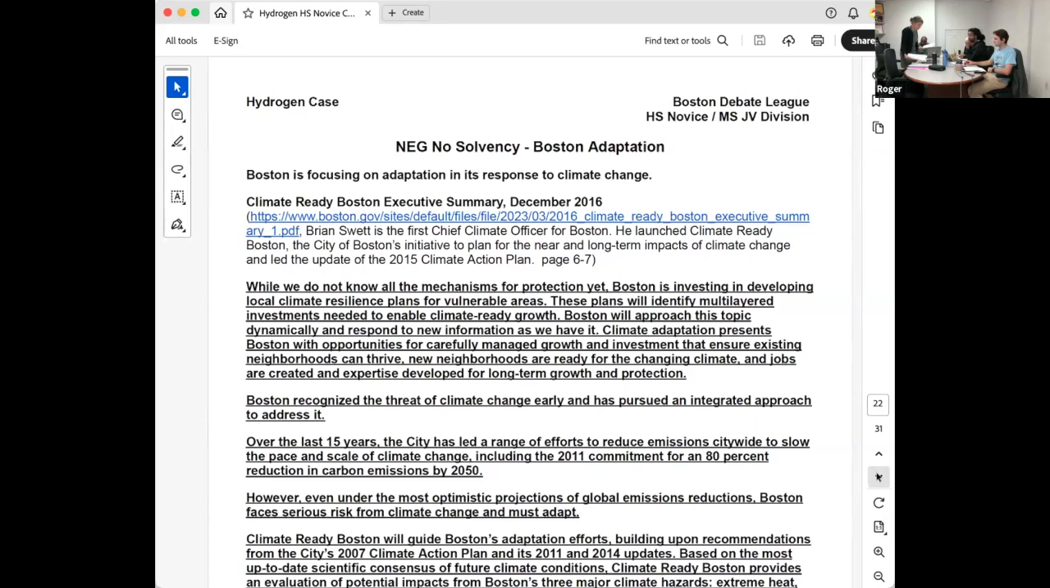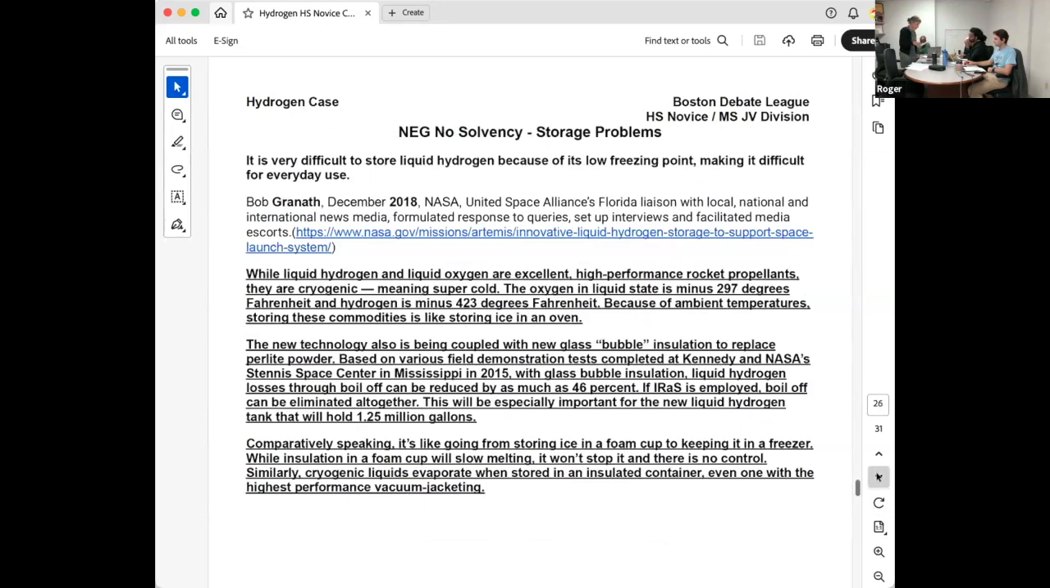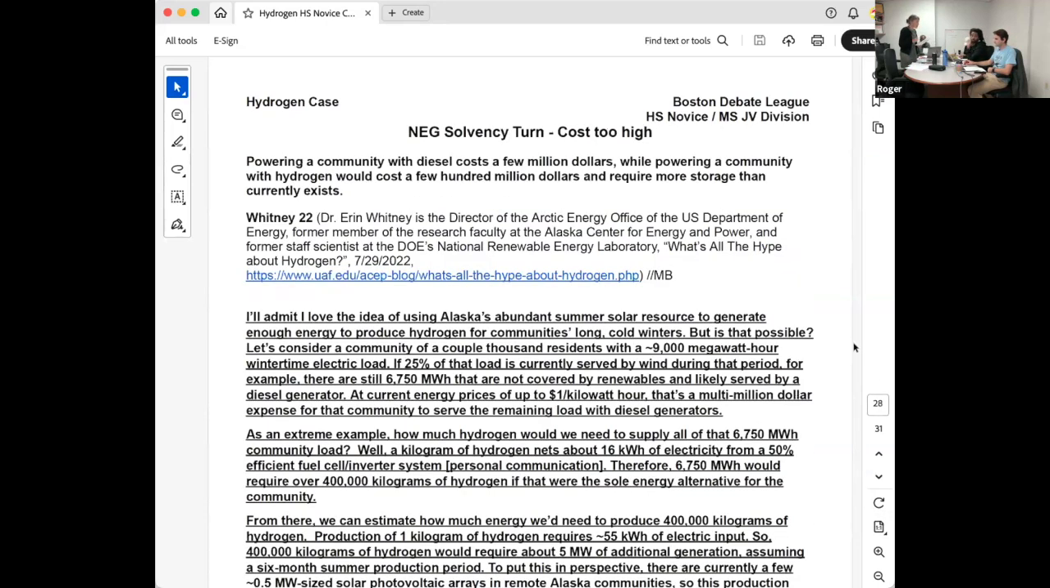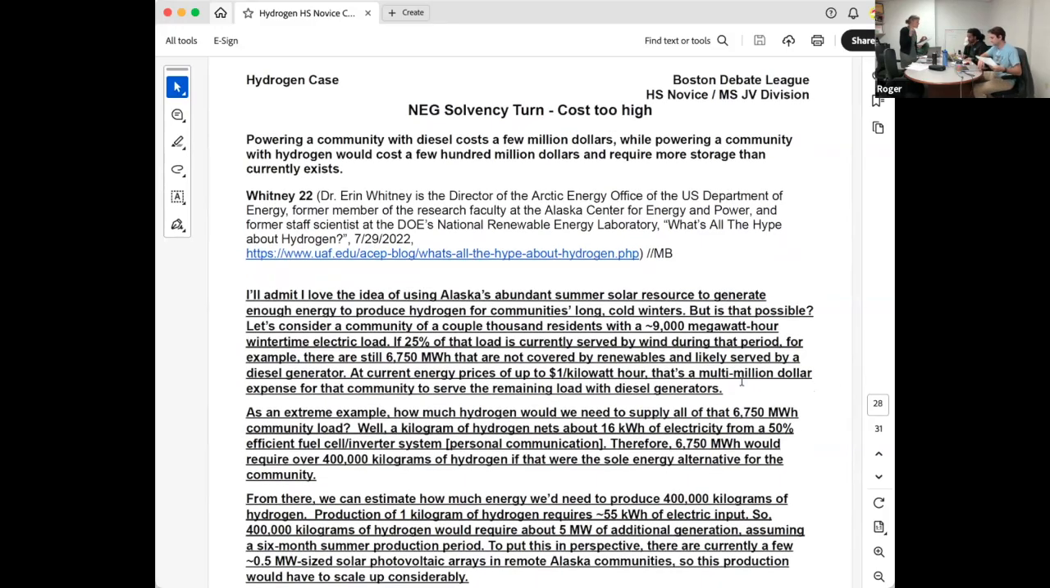Finally, speaking of the far-fetched plan, I'm going to go to my final card, page 28. Powering a community with diesel costs a few $1 million, while powering a community with hydrogen would cost a few $100 million and require more storage than currently exists. This is Whitney 22. This is saying this plan is not realistic, it costs too much, and it pulls resources from more efficient energy, and again, from climate resilience affecting people in the here and now.